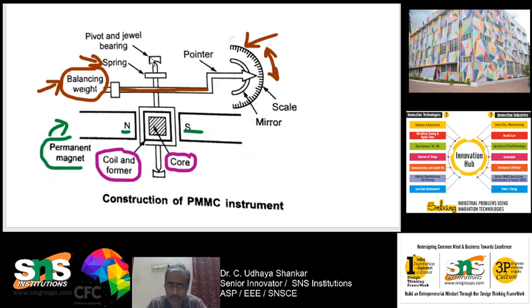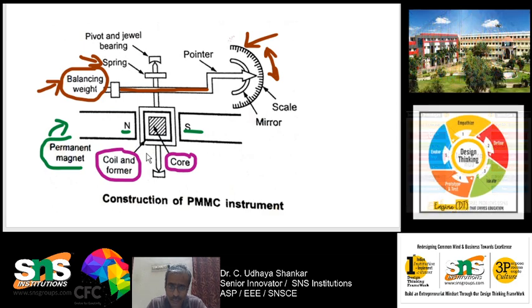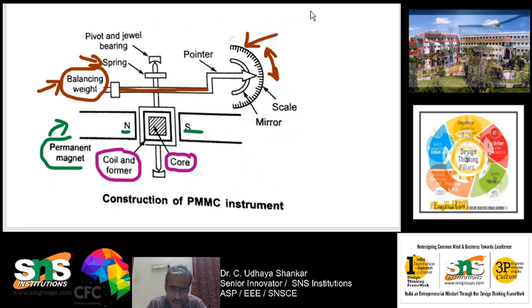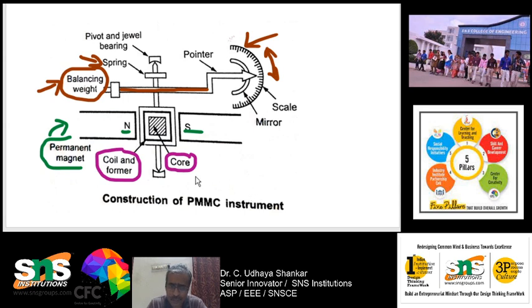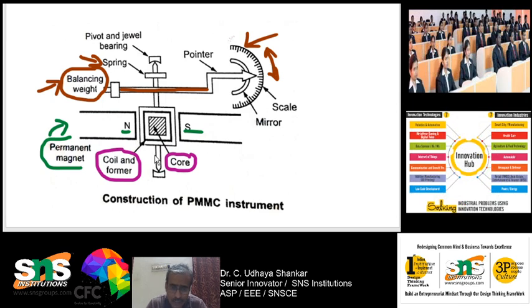Finally, all are connected at one single point, that is the pivot, and the bearing used is a jewel bearing. So this is how the construction looks. It is very simple. You have an iron core, and over the iron core a coil is placed, and over the coil an aluminum frame is there to equip all the things, and all are made to move inside a magnetic field.